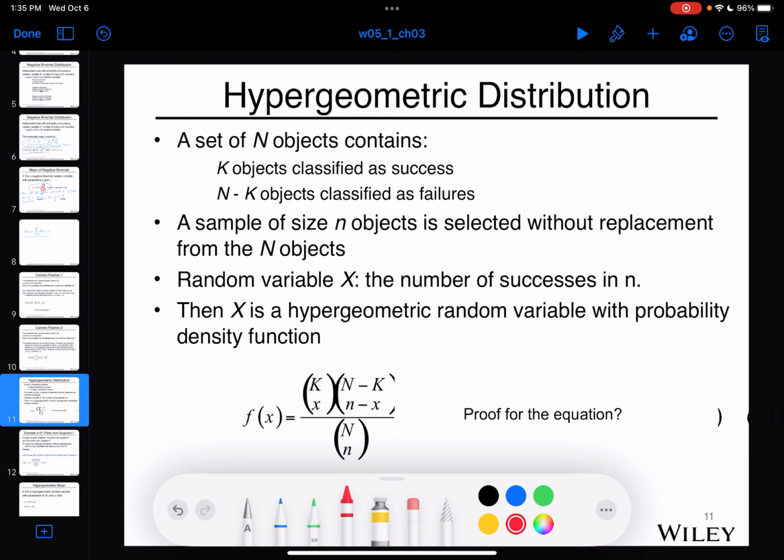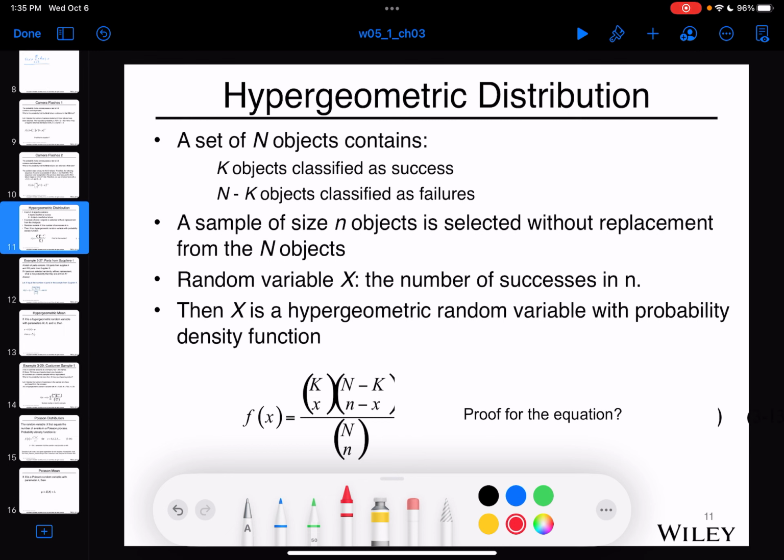Yeah. Okay. So the final distribution, there's one more after this, but that one is really simple, right? The final one that we cover in this chapter is the hypergeometric distribution, right? And here you can always think of it as having an urn, a basket which has k objects that are classified as success and n minus k objects that are classified as failure, right? And we select n objects from this urn.